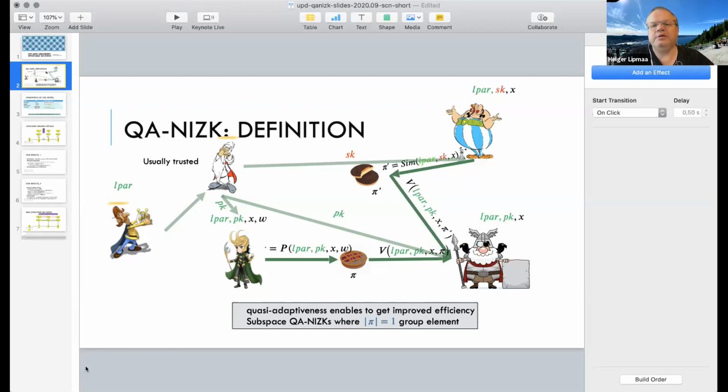And note that it is important that the simulator knows something that is not known by the prover, because otherwise the prover could also generate a proof without knowing the witness.